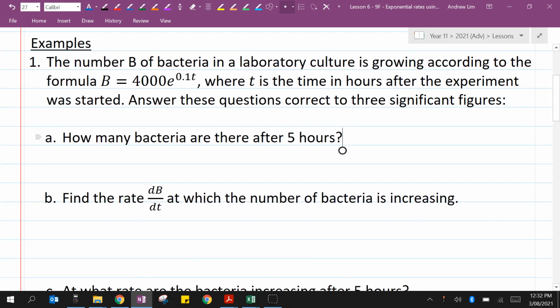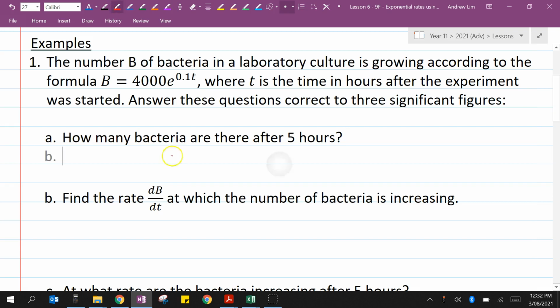Question 1. The number b of bacteria in a lab culture is growing according to the formula b is equal to 4000 e to the 0.1 t, where t is the time in hours after the experiment was started. Answer these questions correct to 3 significant figures. How many bacteria are there after 5 hours?